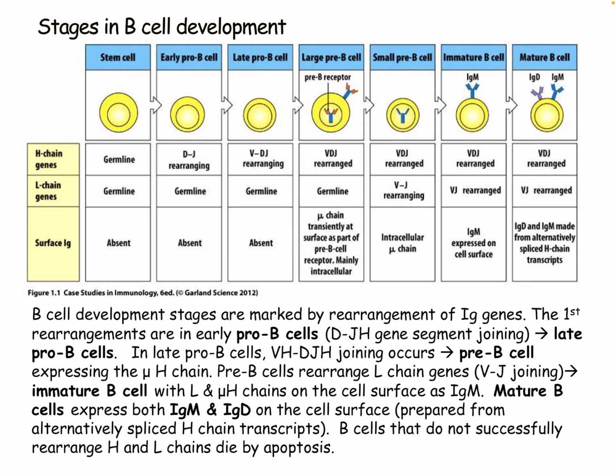So again, here's another way to look at the stages of the B cell. B cell development stages are marked by rearrangement of the immunoglobulin genes. We already went over this. As we went, we can go from our stem cell, early pro, later pro, large pre. Again, this is where our pre-B development of our receptor, small pre-B develops and then expresses the IgM. And then our mature B cell, essentially an immature naive B cell, has IgD and IgM. Here we can see IgD and IgM are made from alternatively spliced heavy chain transcripts.